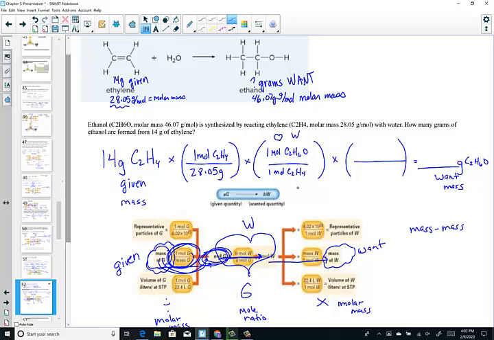Want over given mole ratio. So now I'm standing here. I have one more step to get out to the grams of what we want. And so that relies on the molar mass of where we're heading to, which is C2H6O. And its molar mass was given as 46.02 grams. We did it.